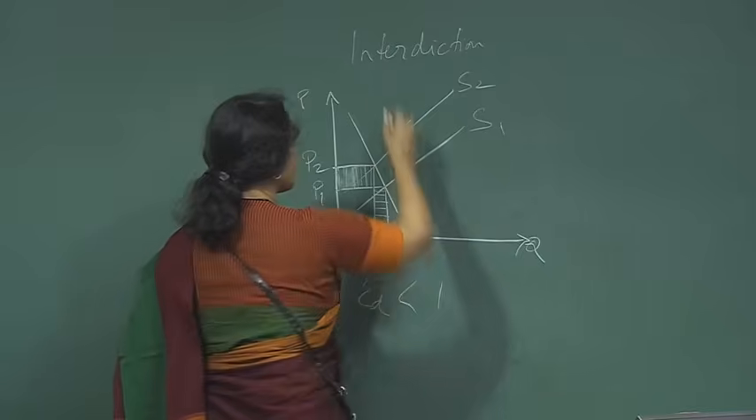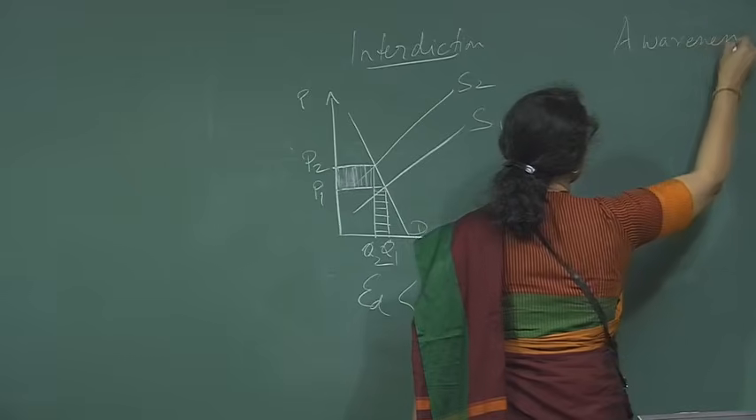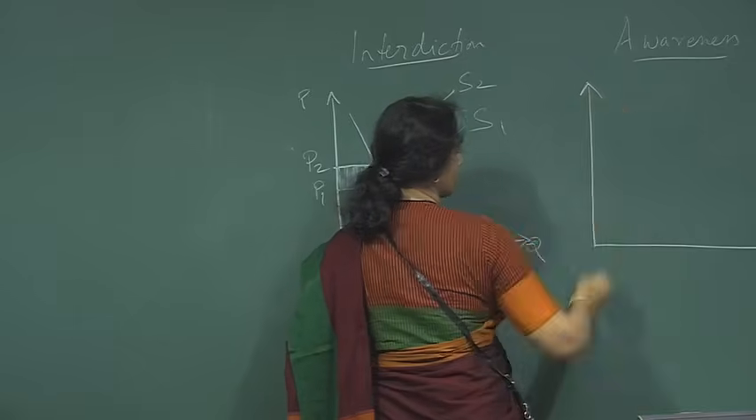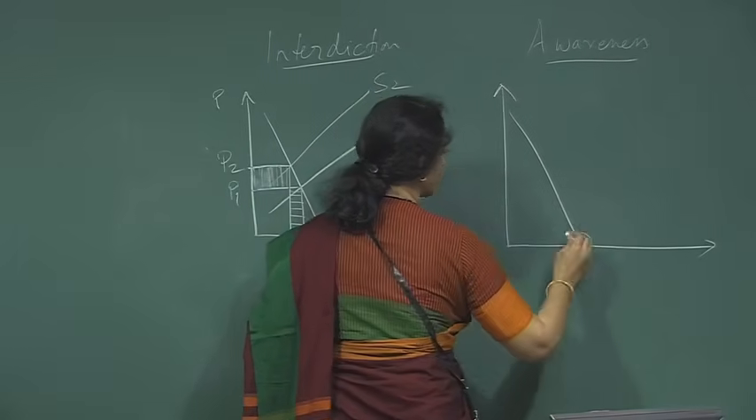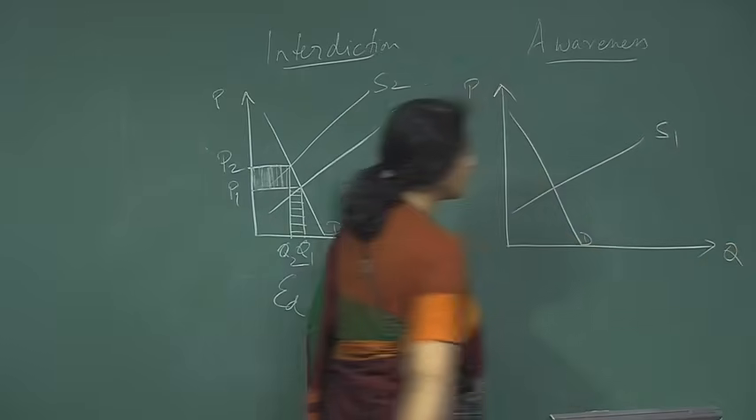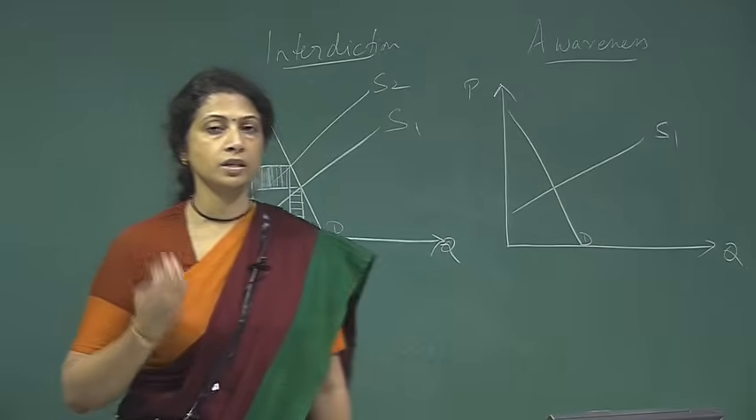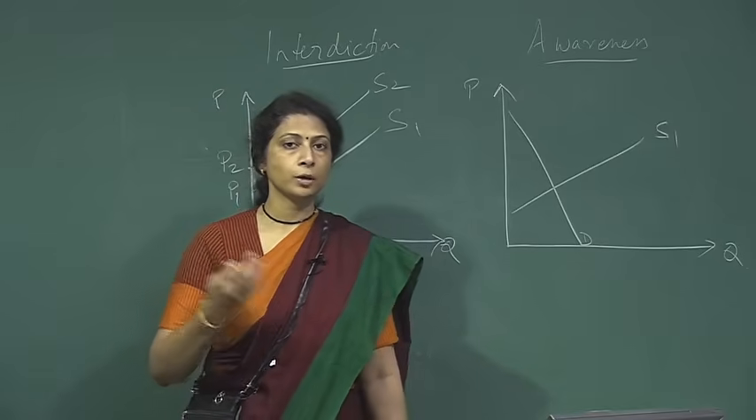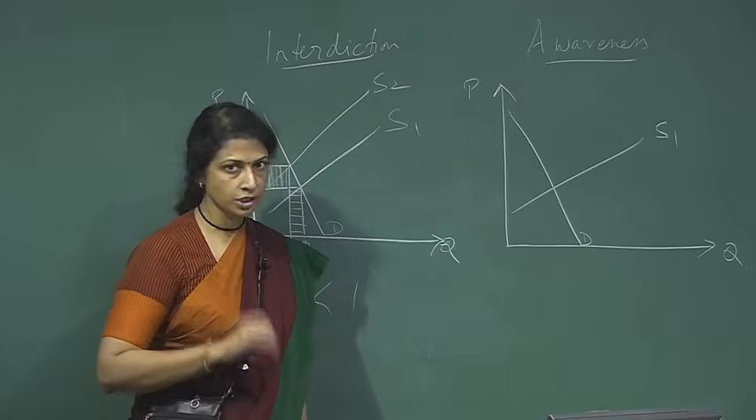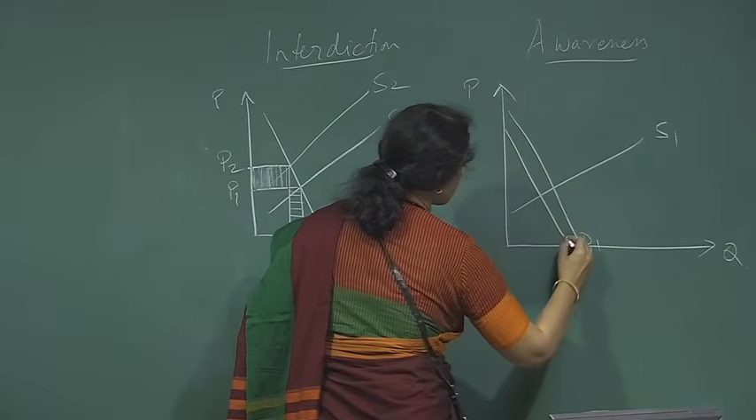Now what happens in the case of awareness? If you are creating awareness, what happens in that case? There also you have a steep demand curve D1 and a supply curve S1. Now in case of awareness, which of the two curves is affected? You are basically creating the awareness among people who use the drugs. So when awareness goes up, the demand for drugs goes down. So when demand for drugs goes down, the demand curve shifts to the left.